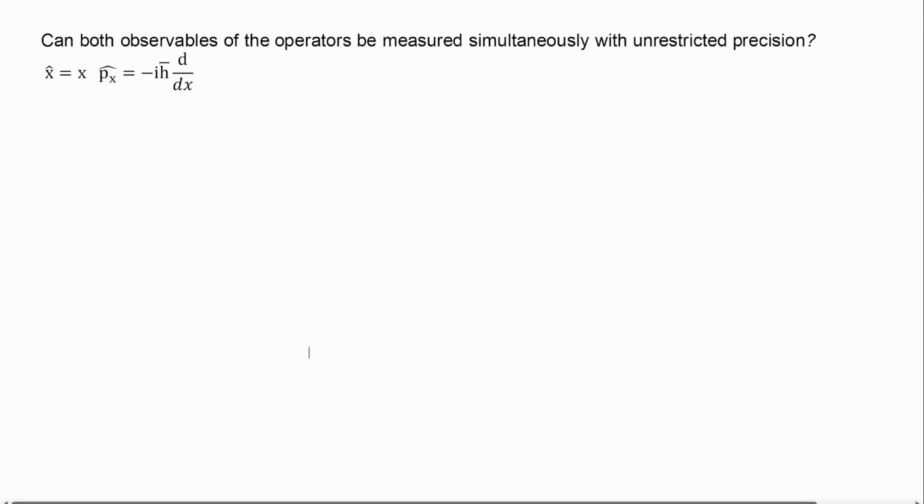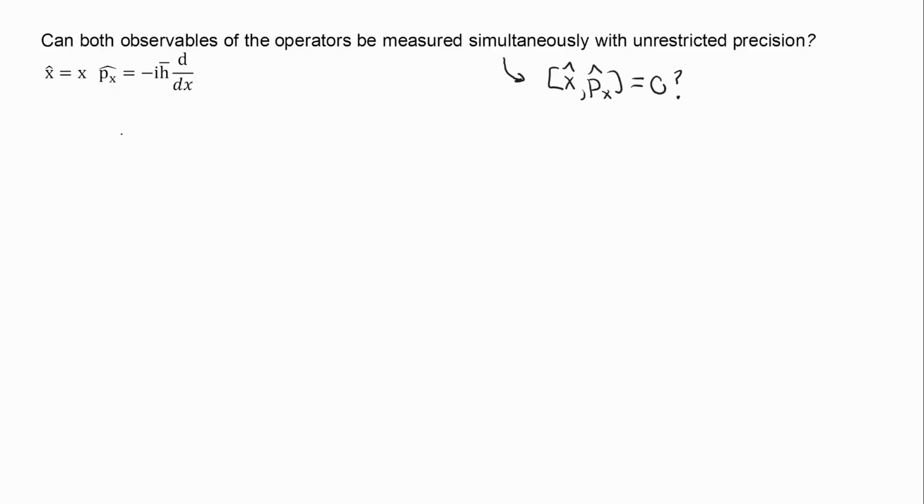Let's look at another problem. This is going to be more application-based, where we have a position and momentum operator, and this is a very important and common example. Here, the question is asking, can both these observables be measured simultaneously with unrestricted precision? What this means is, does the commutator of x and p of x equal 0? If it equals 0, then this statement would be true, and we can measure them simultaneously without any restriction. But we need to find this actual commutator. And these will both have our little hats on them as well.